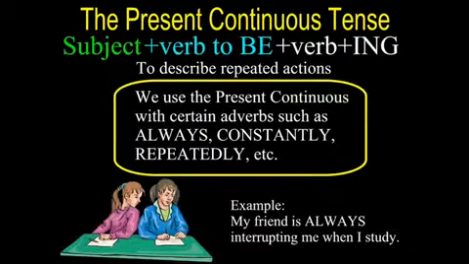We also use the present continuous tense to talk about repeated actions. We use the present continuous with certain adverbs such as always, constantly, repeatedly, etc. For example, my friend is always interrupting me when I study.